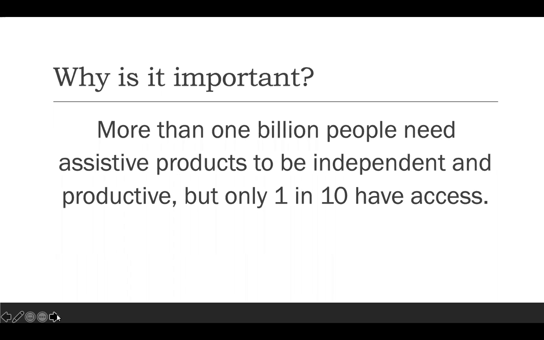So why is it important that we even talk about technology, or that we encourage all students to use the features that are available to them? Well, more than 1 billion people need assistive products to be independent and productive, but only 1 in 10 have access. So Microsoft, and this is going to look like one big infomercial for Microsoft, and I'm not on their payroll. I'm just helping us use one of the most common softwares that likely we're all using, and that's why we're focusing on it.